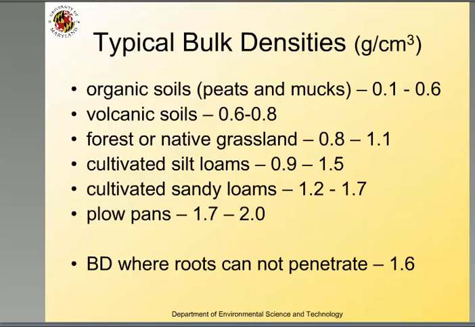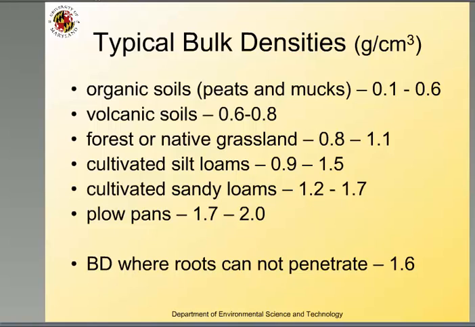10th to a 6th gram per cubic centimeter. Volcanic soils are also very light. We've got some volcanic soils in the United States, 0.6 to 0.8. Forest and native grasslands hover up about 1, 0.8 to 1.1. There's a difference between textural classes when they're cultivated. Cultivated silt loams tend to be less dense than cultivated sandy loams, which tend to be more dense.